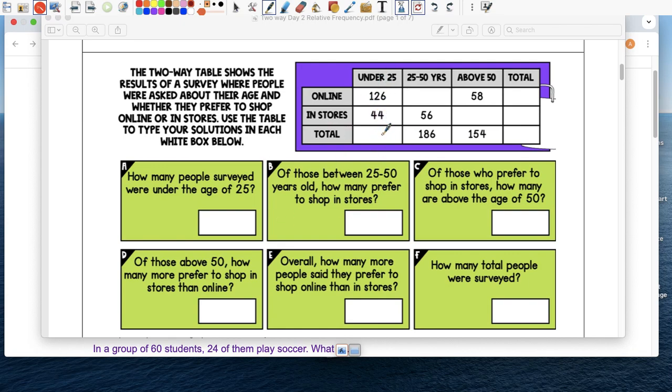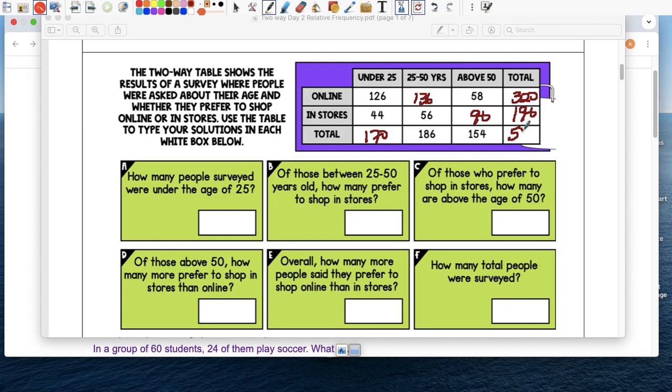So this is 0, 170, 186 minus 56. This should be 100, 136. 154 minus 58. It's going to give us 96 over here. And then we're going to add across. 126 plus 136 plus 58 equals 320. Again, we're going to add across again. 44 plus 56 plus 96 gives us 196. Plus 320, and that's 560.